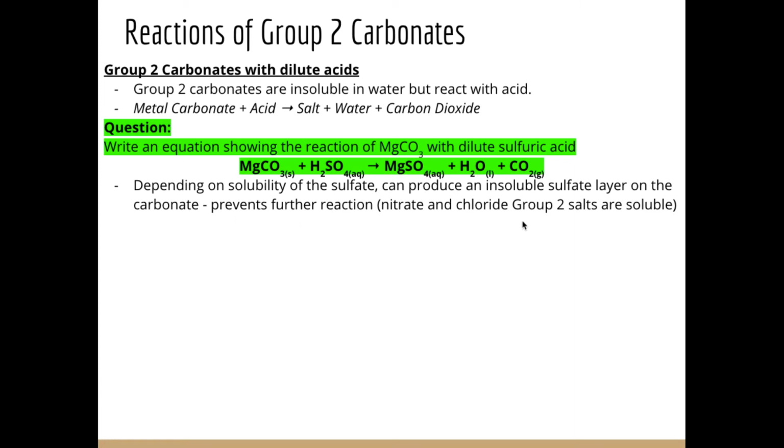Whereas if we're forming the nitrates or the chlorides, they're all Group 2 salts. These are all soluble if you use hydrochloric acid or nitric acid, so you won't have this issue.